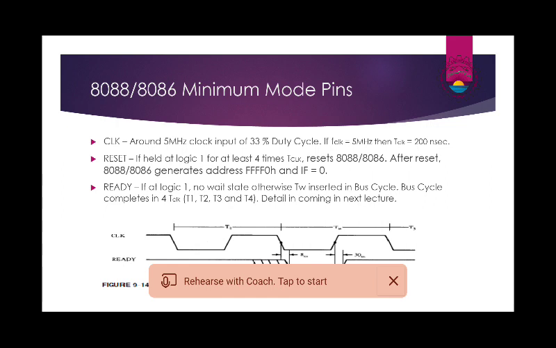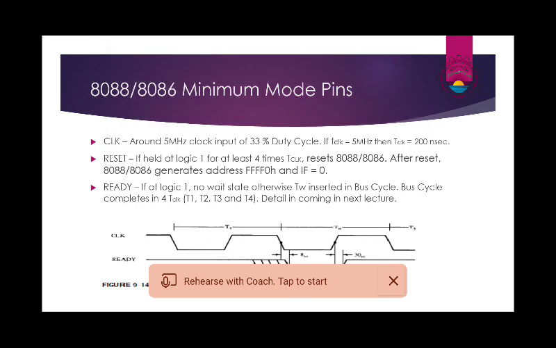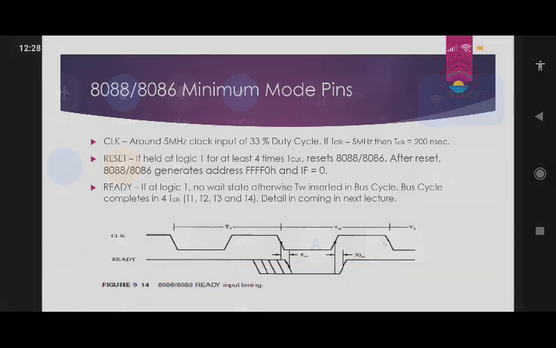After resetting, the microprocessor will be generating address FFFF0H, and that is called the cold start address. And whenever the microprocessor is reset, the interrupt flag becomes 0.